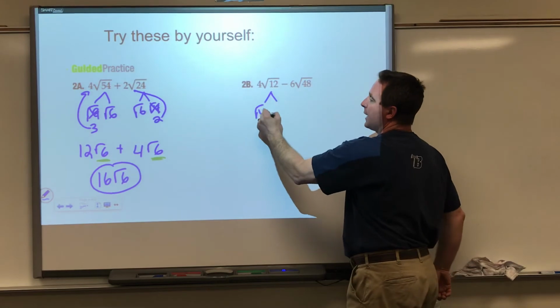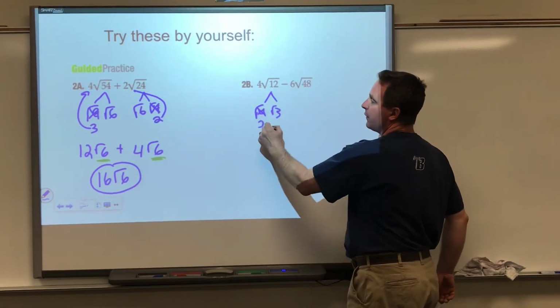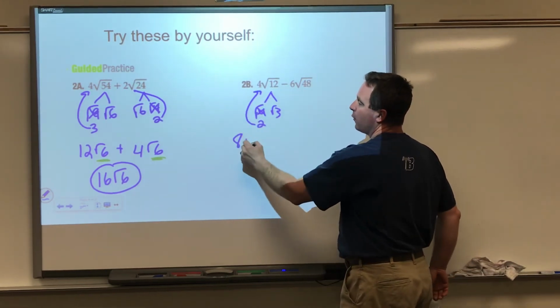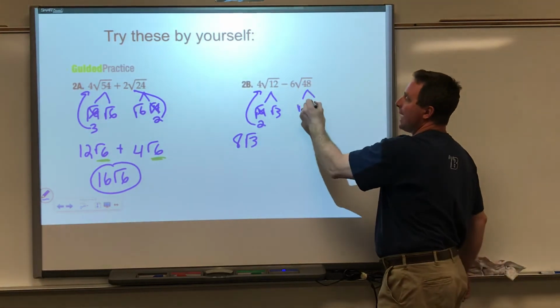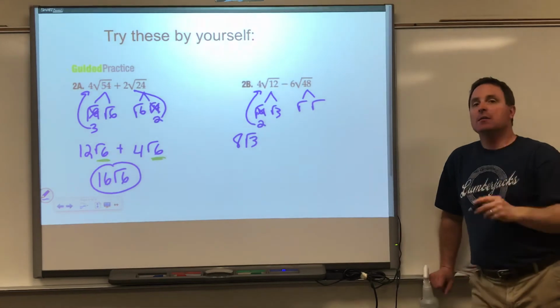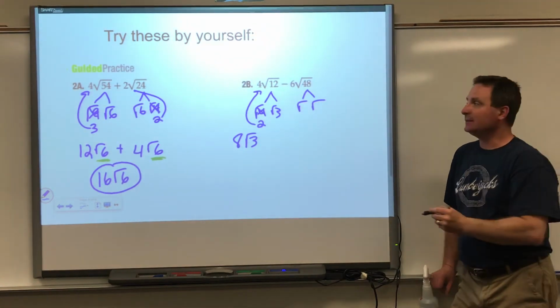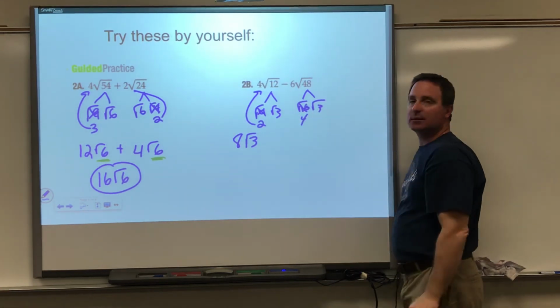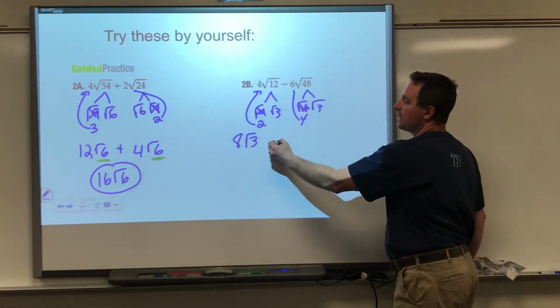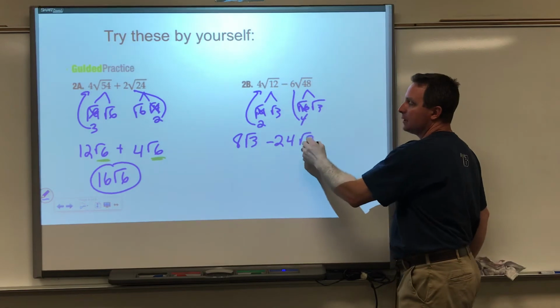And how about this guy? 12, I can do 4 and 3. Square root of 4 is 2, and 2 times 4 is 8 square roots of 3. 48 has a lot of factors, but it only has one pair that are in black. If you look closely, it's 16 times 3. The square root of 16 is 4. 4 times 6 is 24 square roots of 3.